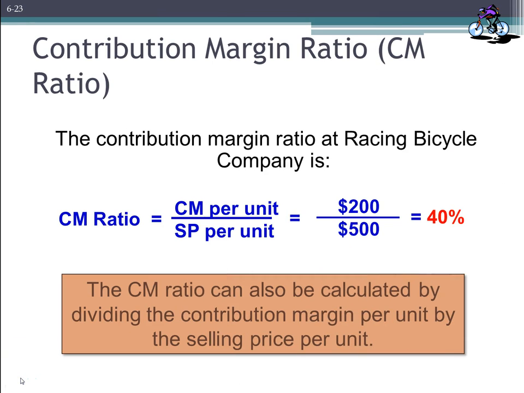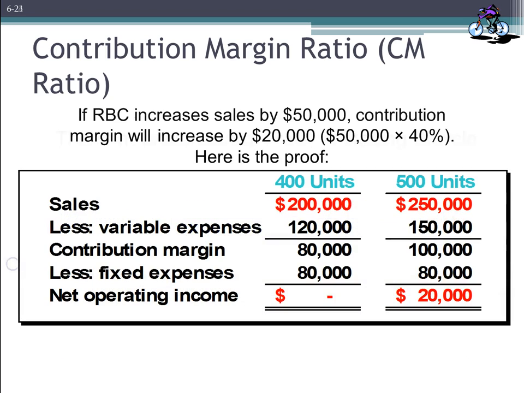So very simply, especially once we know per unit amounts, it's very easy to calculate our contribution margin ratio, simply by dividing the contribution margin per unit by the selling price per unit. And in our example, it comes out to 40%, at least our baseline information. We are going to change that as this lecture goes on.